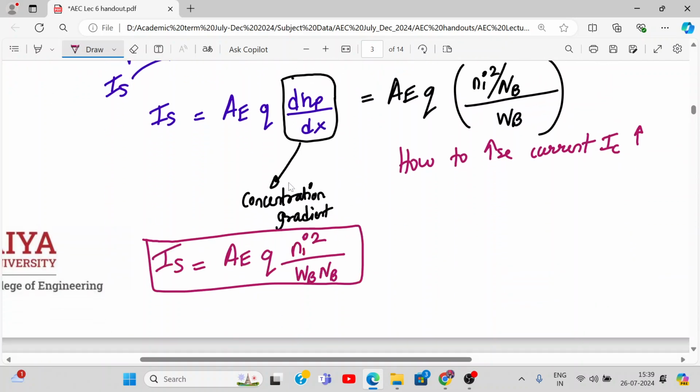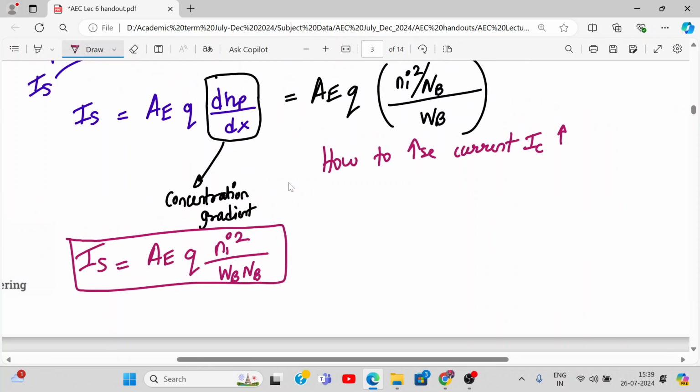Out of the IS expression, what all things can we do? Do you see, we can increase the current IC if the cross-sectional area is more. See, I cannot increase VBE to a very high value. So the next good thing is to increase IS. How will I increase IS? By increasing the cross-sectional area of the emitter.